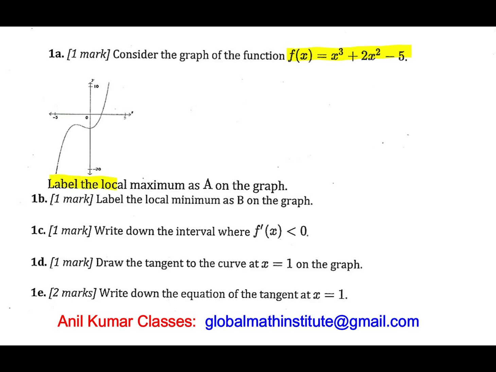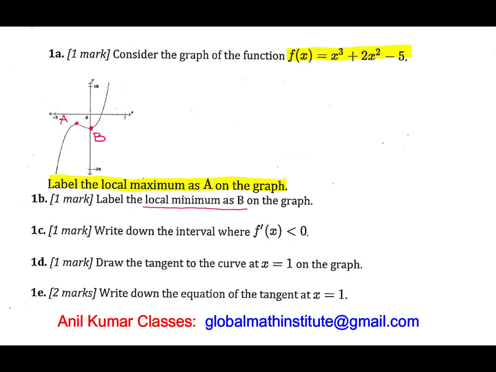Label the local maximum as A on the graph. As you can see, the turning point here is the local maximum A. Part B is label the local minimum as B. That seems to be the local minimum at B. C. Write down the interval where the derivative is less than 0.